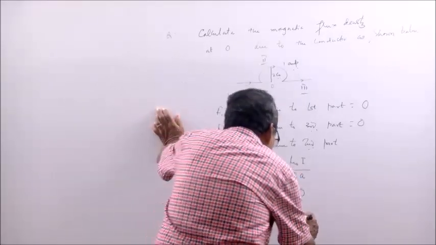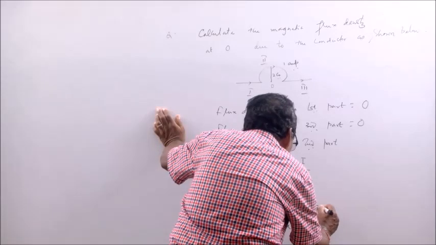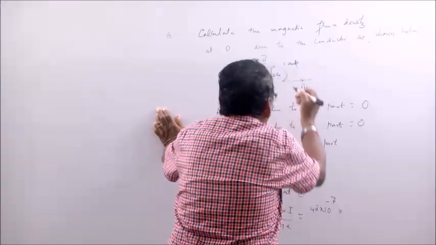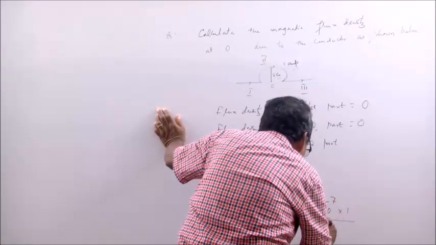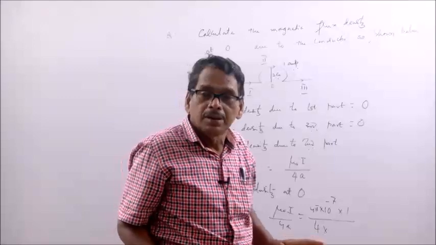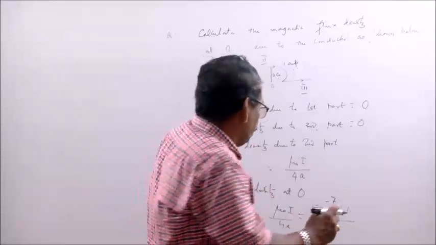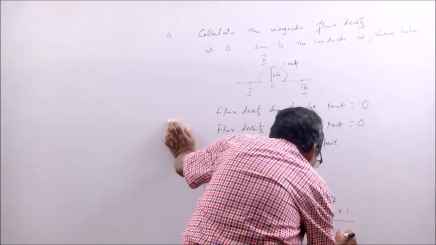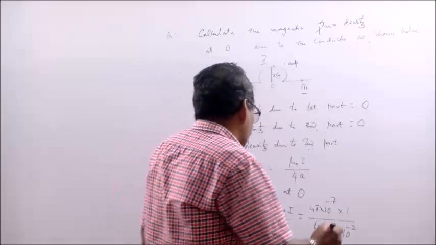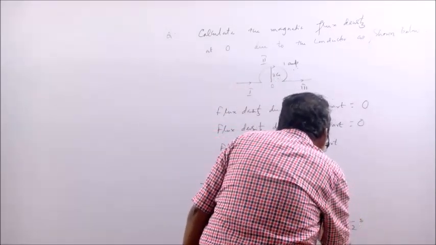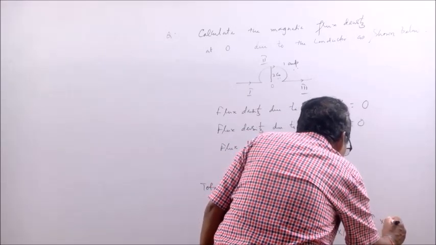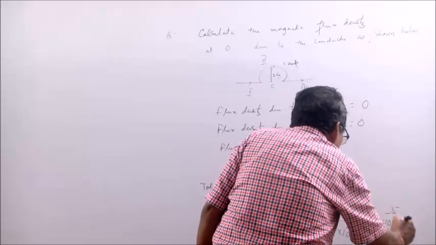Then you put the values. What is the value of mu 0? 4 pi into 10 to the minus 7. As you know, I is given to you as 1 ampere. The radius is given to you as 2 centimeter. You have to convert it to meter. 2 into 10 to the power minus 2 meter. So this becomes what? 4 cancels. Pi by 2 into 10 to the minus 5.